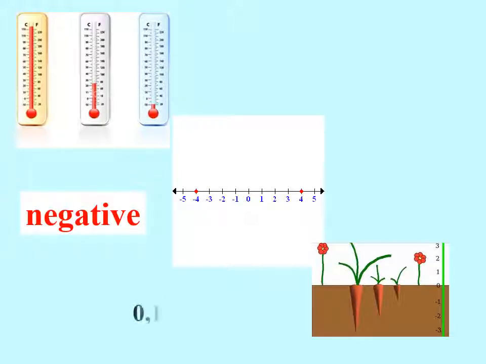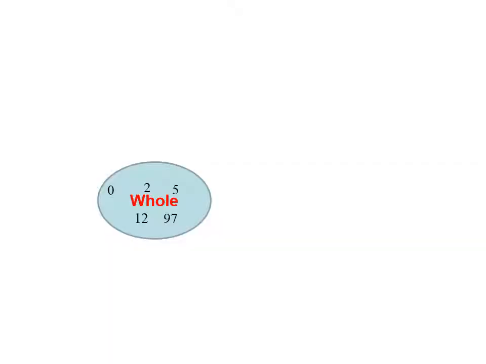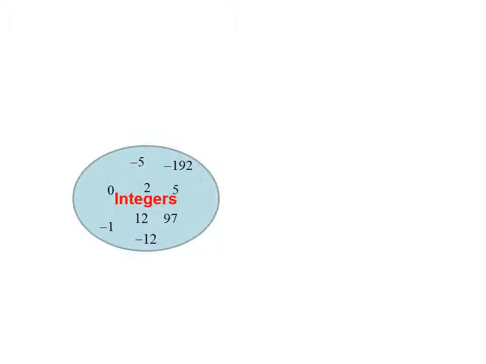And so if we take all of the whole numbers and incorporate the negative of those, we get a group of numbers that we now refer to by the name integers. And here's the diagram for that. All the whole numbers are included within the integers.